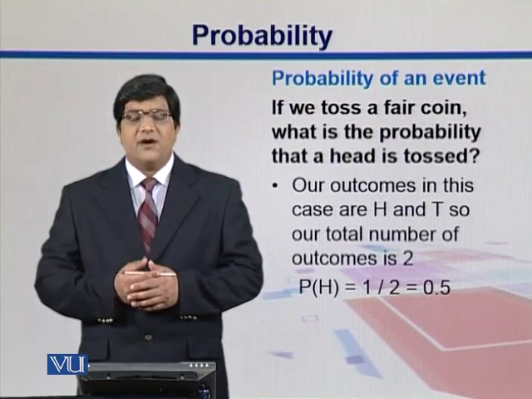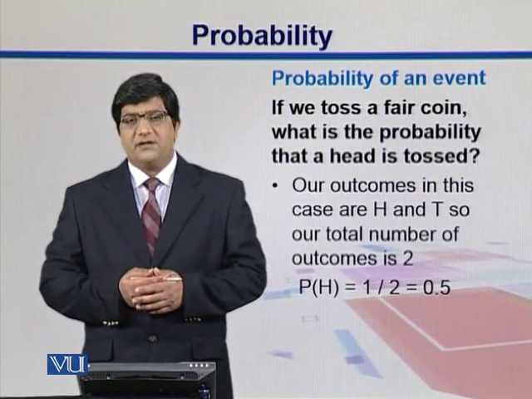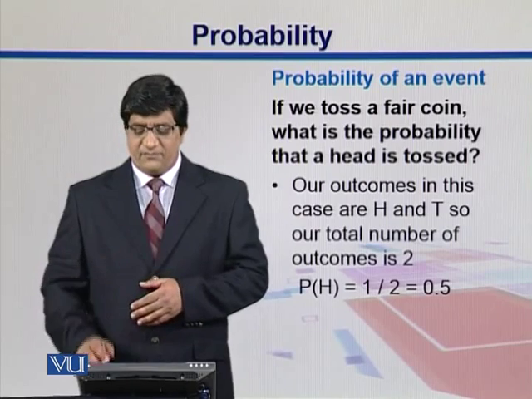If we toss a fair coin, there are two possibilities. Either you will get a head or a tail. So in any case, the probability is half for head and half for tail.